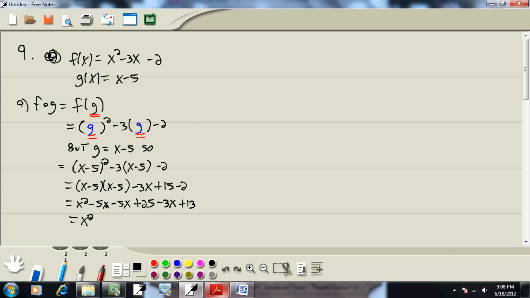So then we've got x squared. Negative 5 and negative 5 is negative 10x. Negative 3 gives me negative 13x. And 25 plus 13 gives me 38. And that would be our answer.